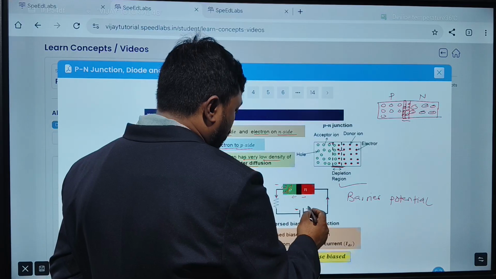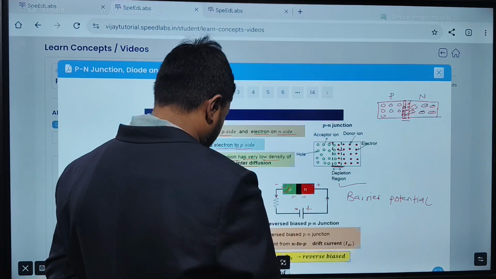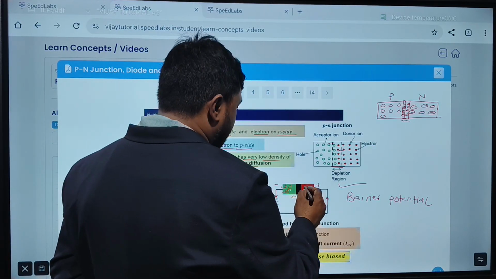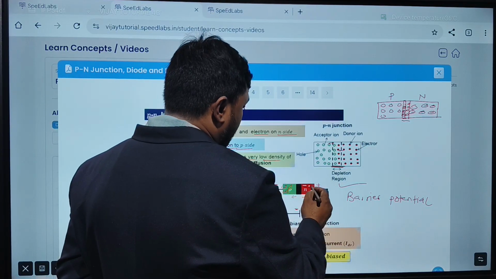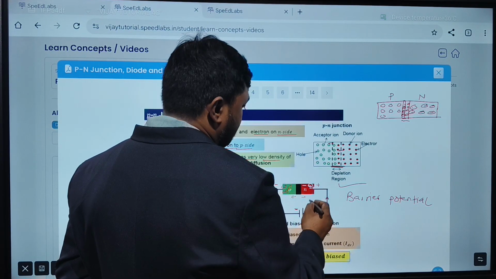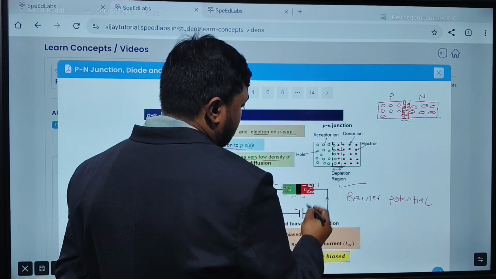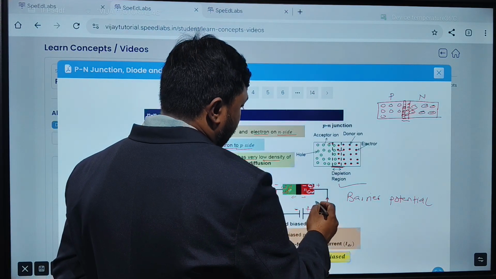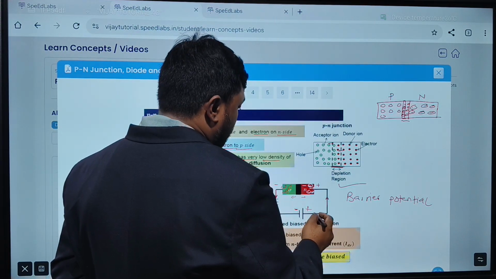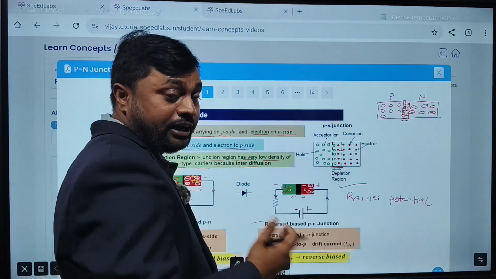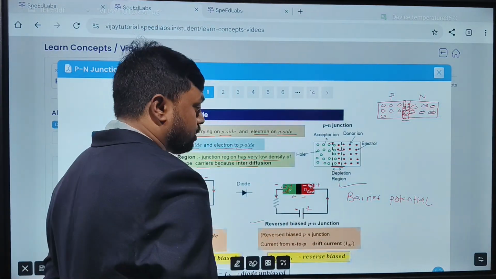Here, as it is positive, this end becomes positive, correct? Now what happens here? Electrons are the majority charge carrier. What happened to the electrons? They will move towards this side. So electron current will be in which direction? In this direction. Actually, there is no proper orientation or movement of electrons and holes, yes or no?